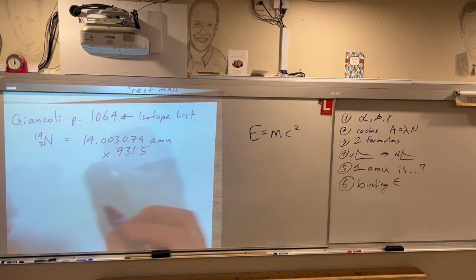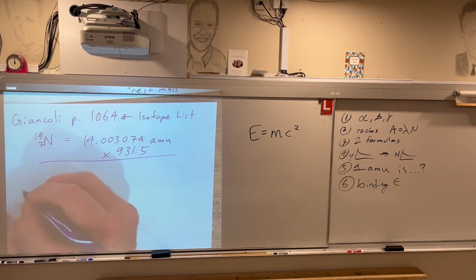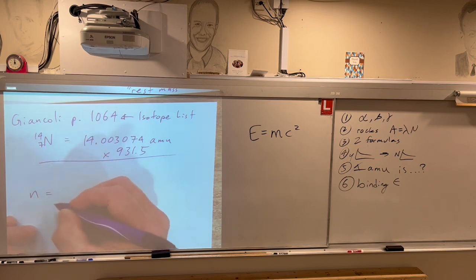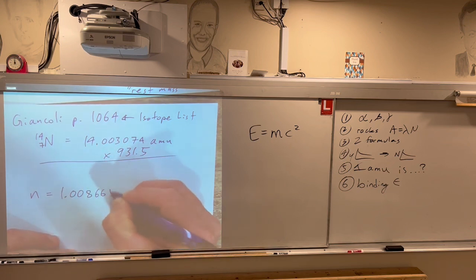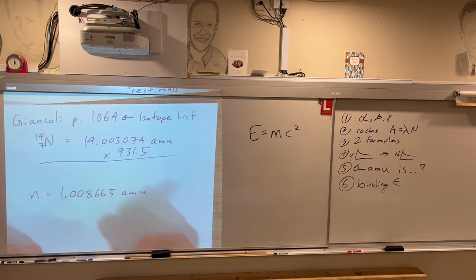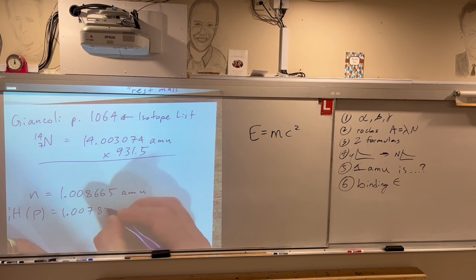Okay, now let's find the difference. So the mass of a neutron, if you look on the very top of that list on page 1064, the neutron is 1.008665 AMUs, and a proton, which is H11, is the second thing, and that's 1.007825.